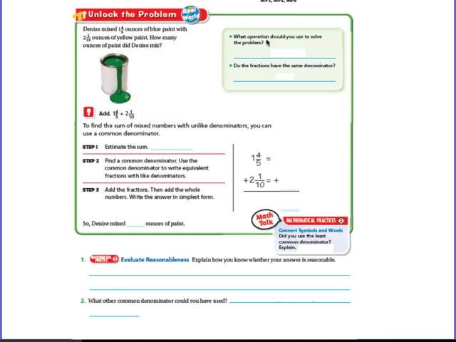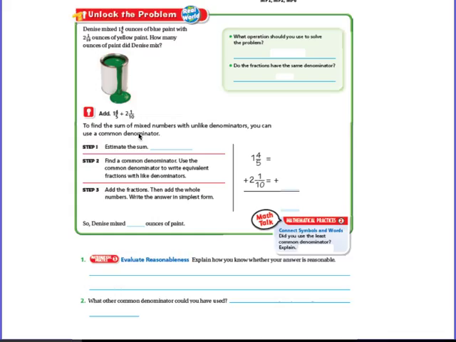First of all, what operation should we use to solve the problem? Well, if we're putting these two kinds of paint together, we are using addition. Do the fractions have the same common denominator? No, we have a 5 and a 10. To find the sum of a mixed number with an unlike denominator, you can use a common denominator.